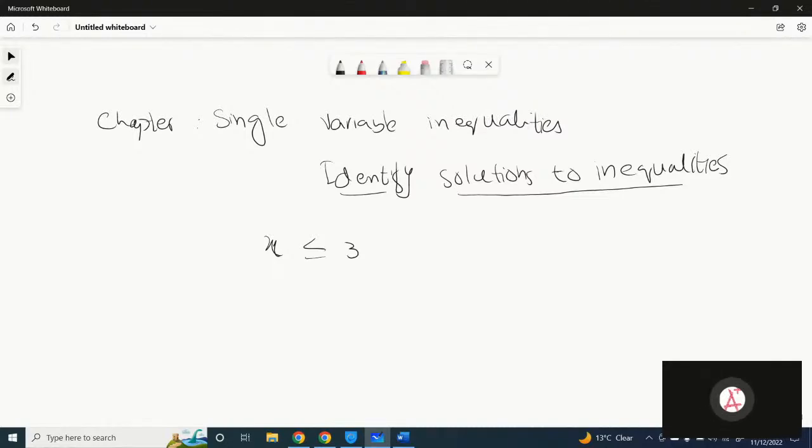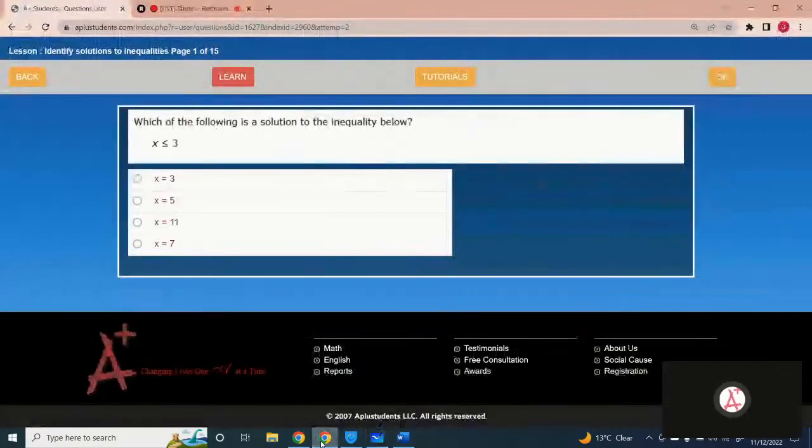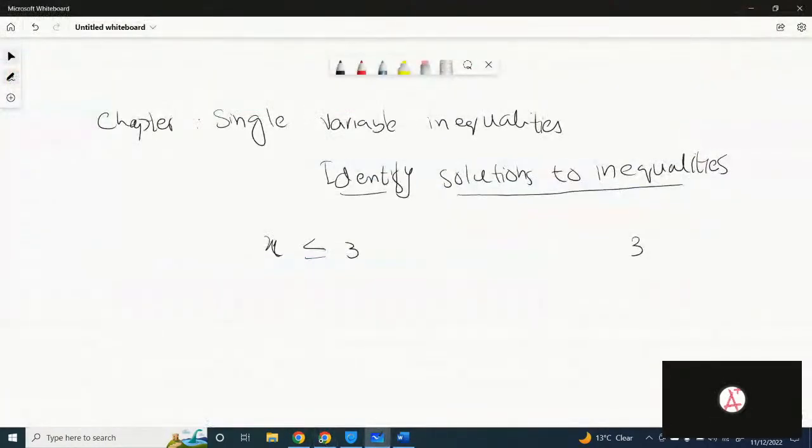Got it? So you are given four options. First one is x equals 3, 5, 11, and 7. Let's check with 3. 3 is less than or equal to 3. Is it true? Yes, true. 3 is not less than 3 but equal to 3. It is true. Got it?